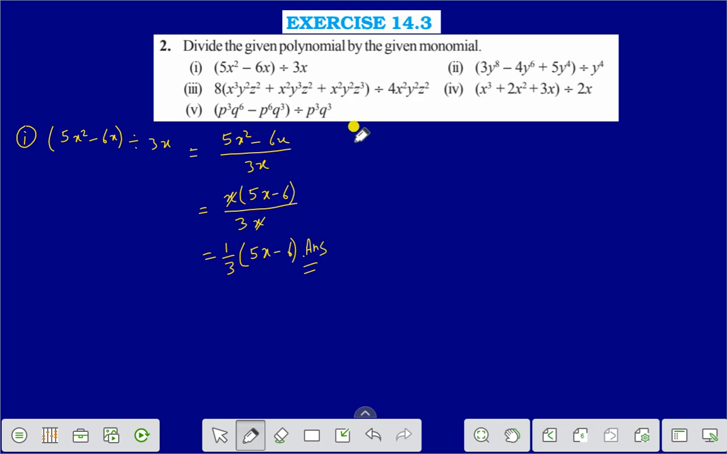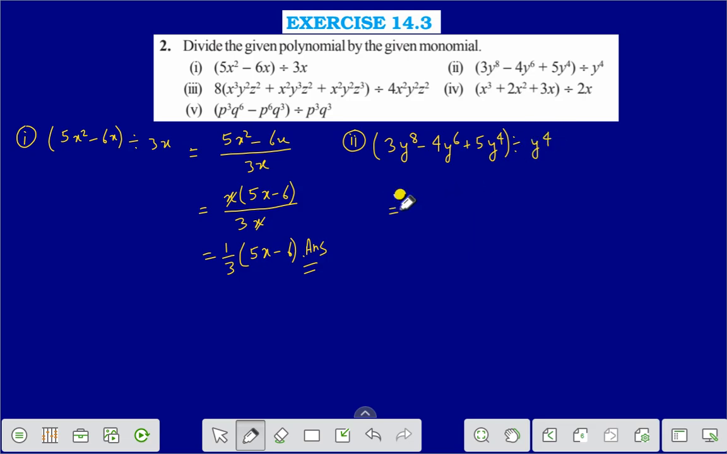Now question number 2. Question number 2 here you see is 3 y to the power 8 minus 4 y to the power 6 plus 5 y to the power 4 divided by y to the power 4.